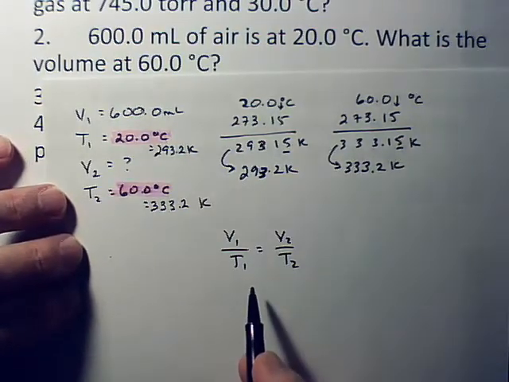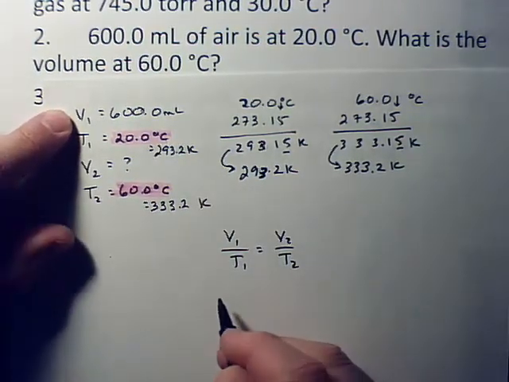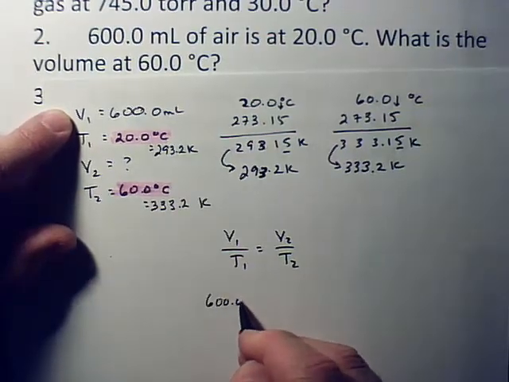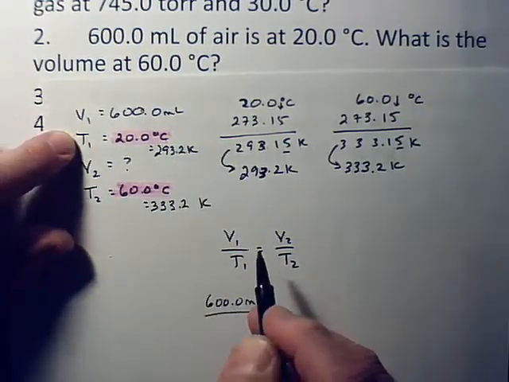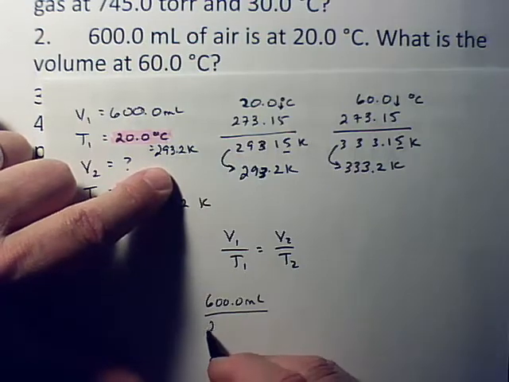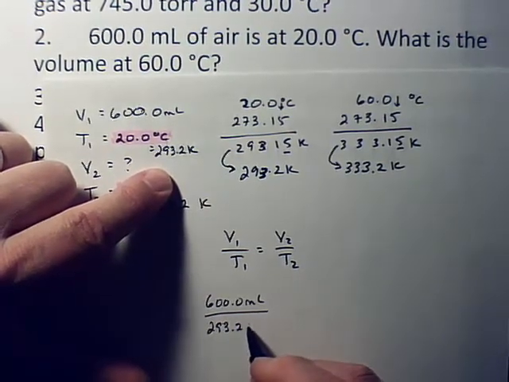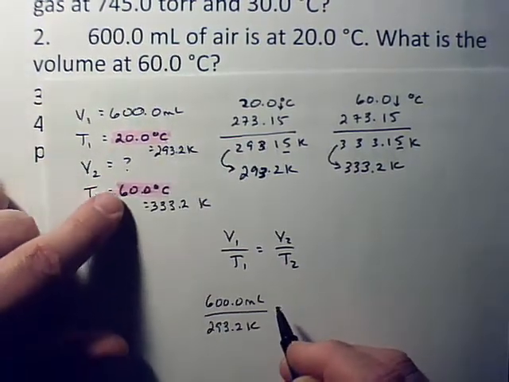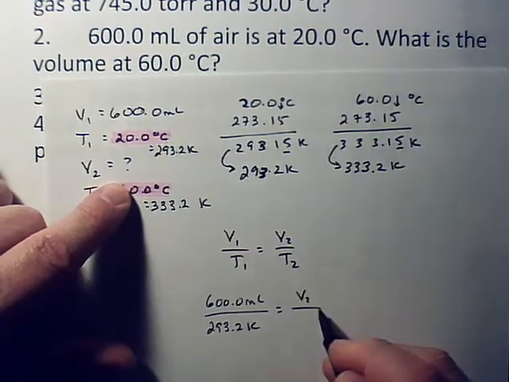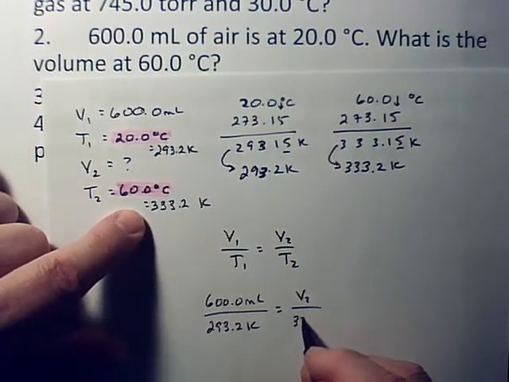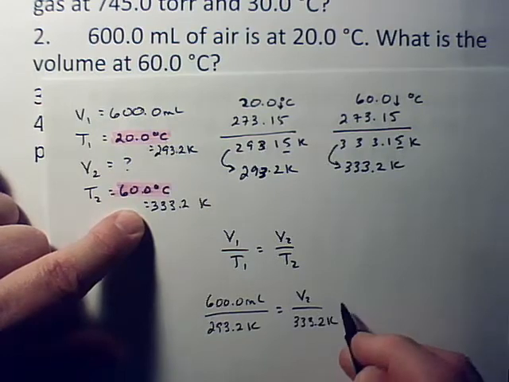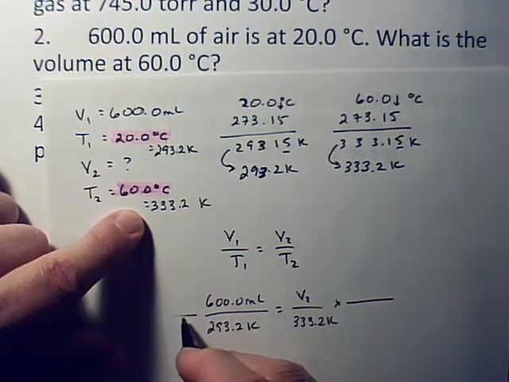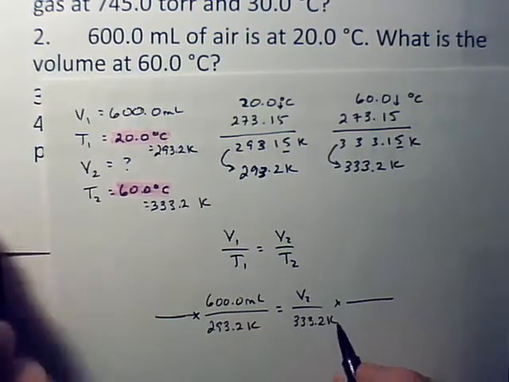Going to plug in what we know. We know volume 1 is 600 milliliters. Plug in what we know for temperature, 293.2. V2 we don't know. T2 is 333.2 K. And then you're going to use the math skills, algebra skills you already know.